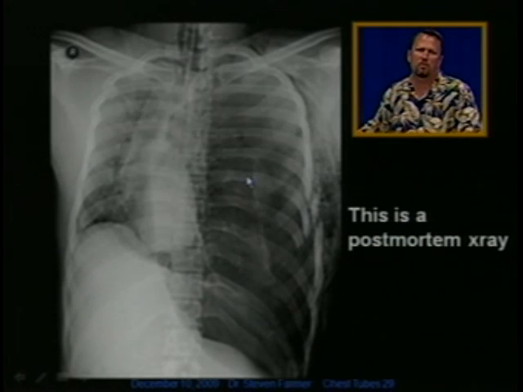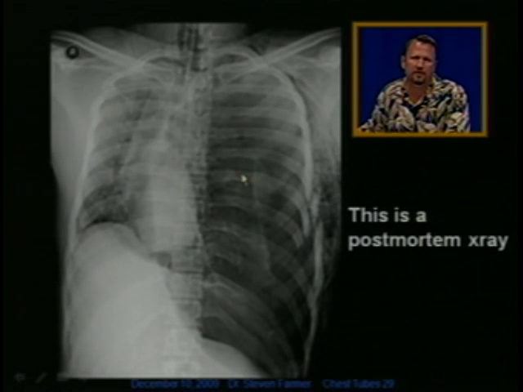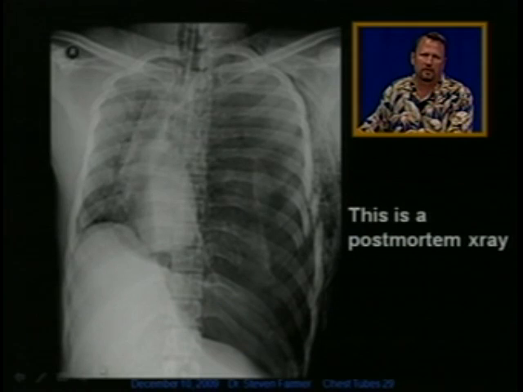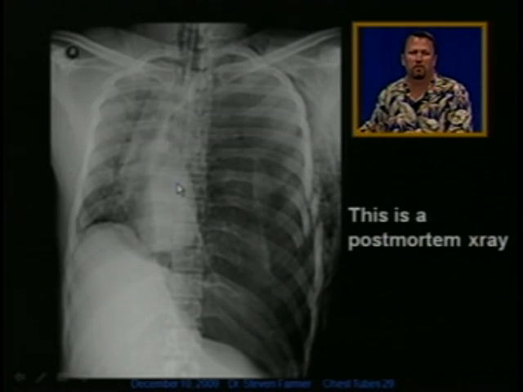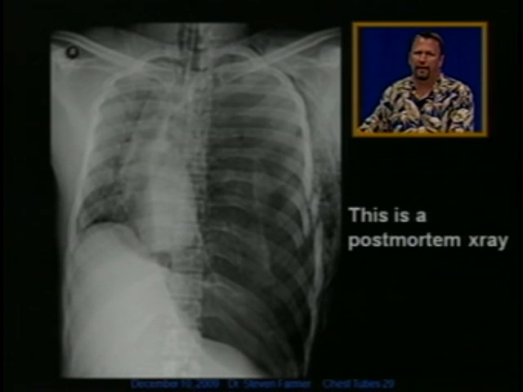This is a post-mortem x-ray. I think this is from the American College of Surgeons, from their trauma web page. This tension pneumothorax is lethal because it's compressed on the heart. The heart is not able to fill with blood, and so the heart can't pump, and that's lethal.